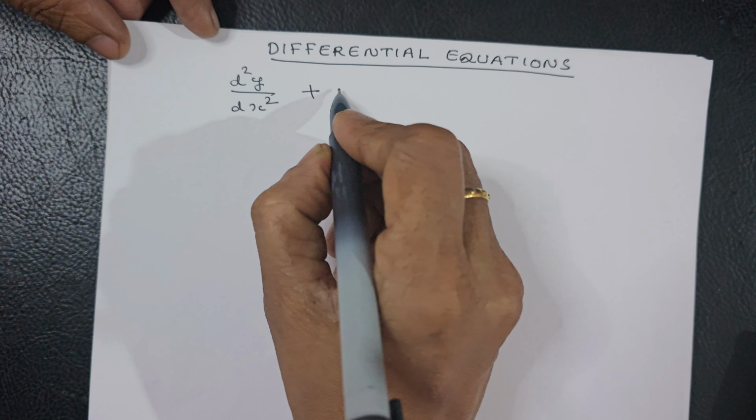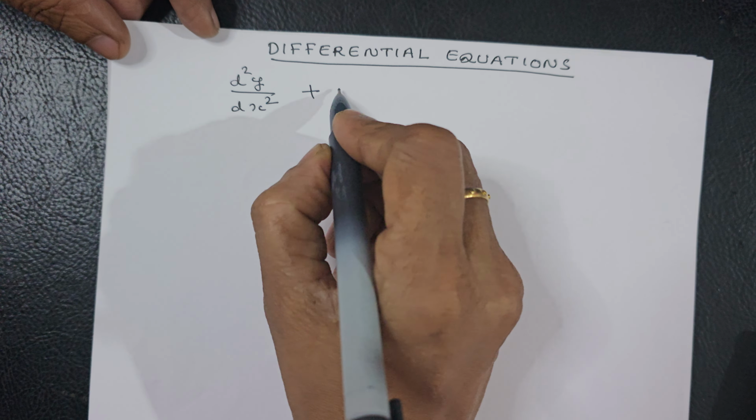Now, we are here to find the solution of a differential equation. What is the solution of a differential equation? It is a relationship between the two variables x and y satisfying the given differential equation. There are two types of solutions for a differential equation. They are called general solution and particular solution.